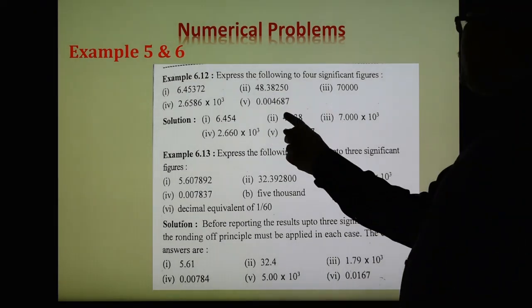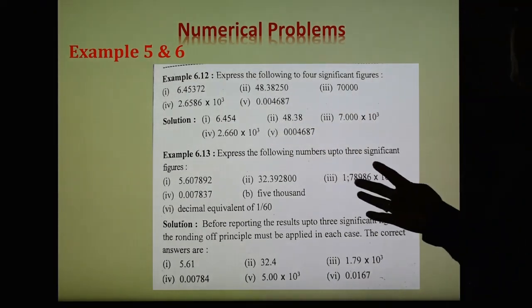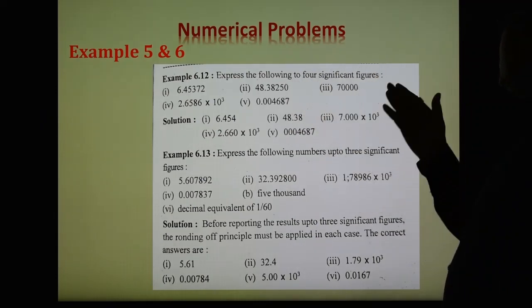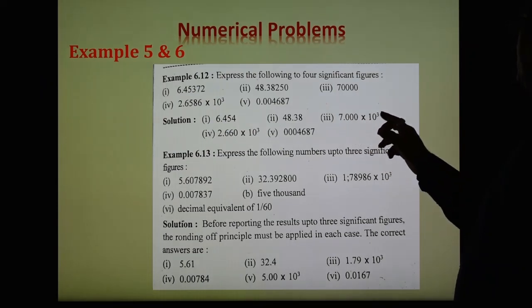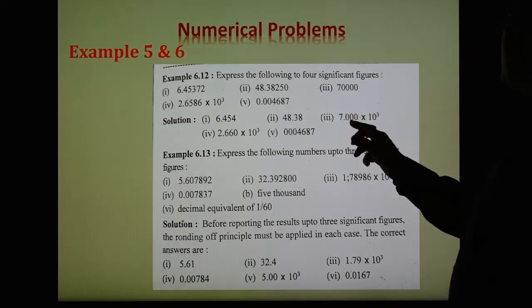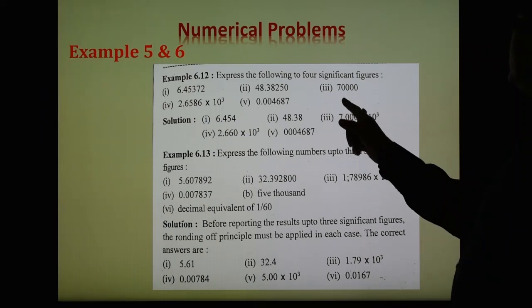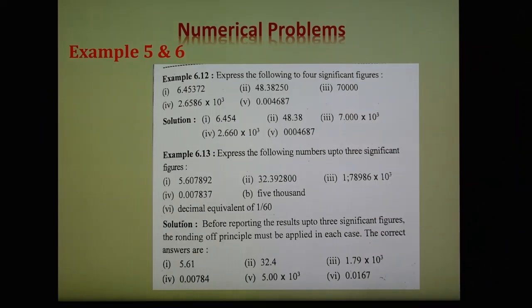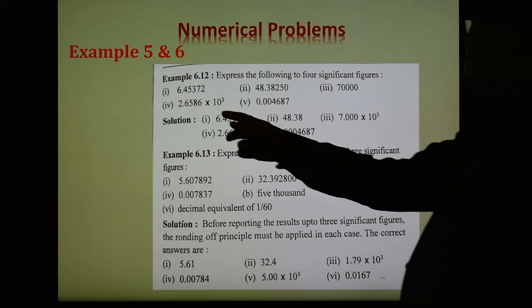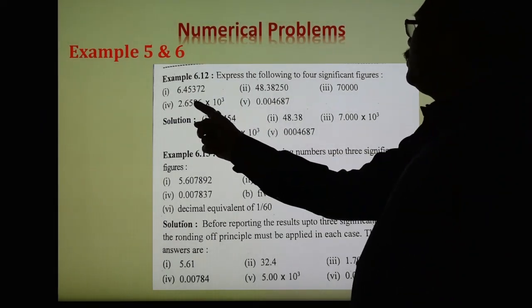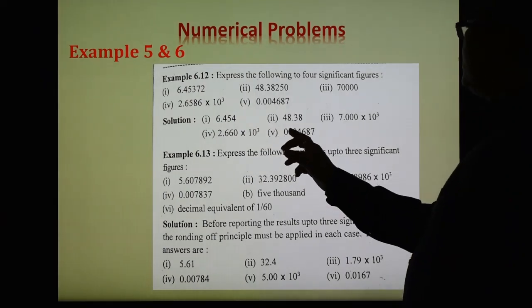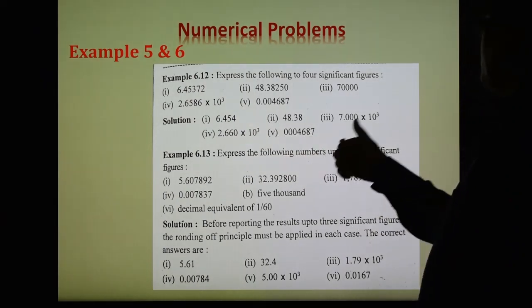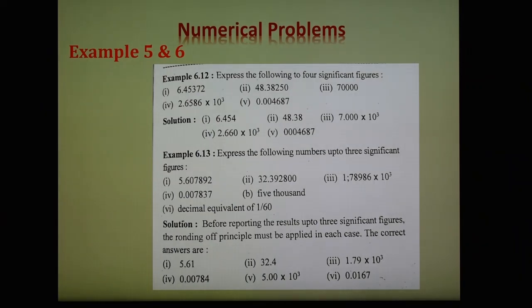In this case 48.38, 4 significant figures, because 0.250 is less than 5. And here this can be represented as 7.000 into 10 to the power 3, therefore the number of significant figures is 4. We have to report up to 4, so in this way we can report 7.000 into 10 to the power 3. In the case of this number, we have to report 2.660 into 10 to the power 3 because the value is greater. This can be reported as 0.00004687. So this is the expression in 4 significant figures.